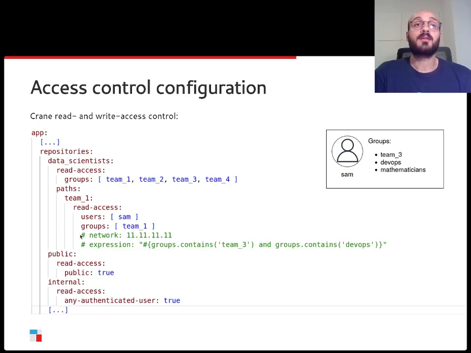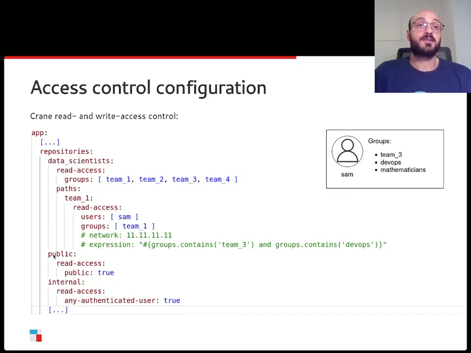We could further allow access to other users, for example, using the network property, which will define a specific IP address from which users do have access to the team 1 folder, or even defining complex expressions using the expression property, which accepts SpEL expressions to define more complex rules.